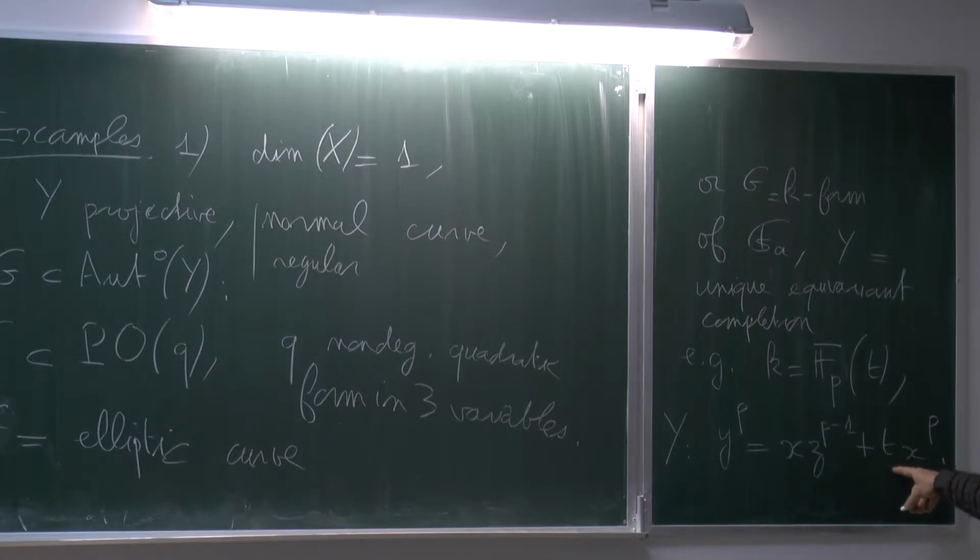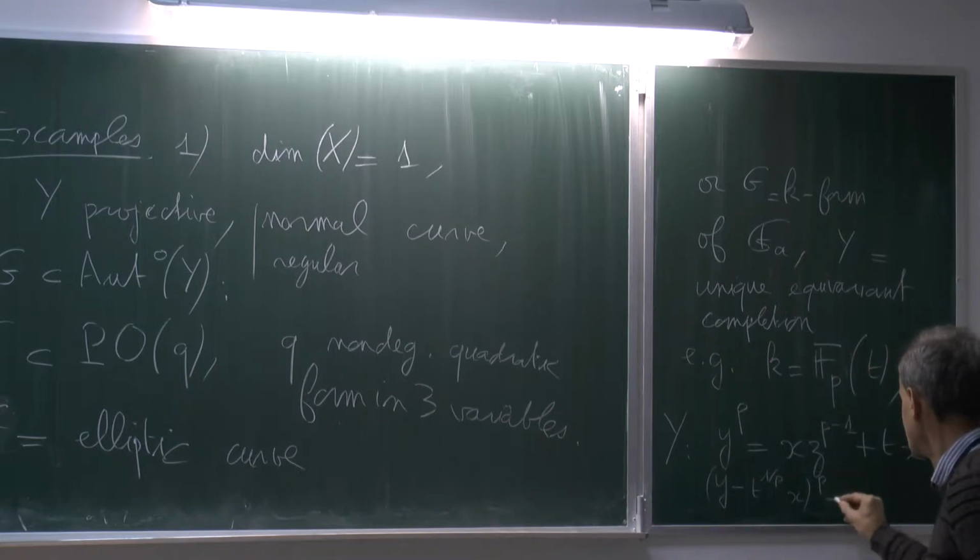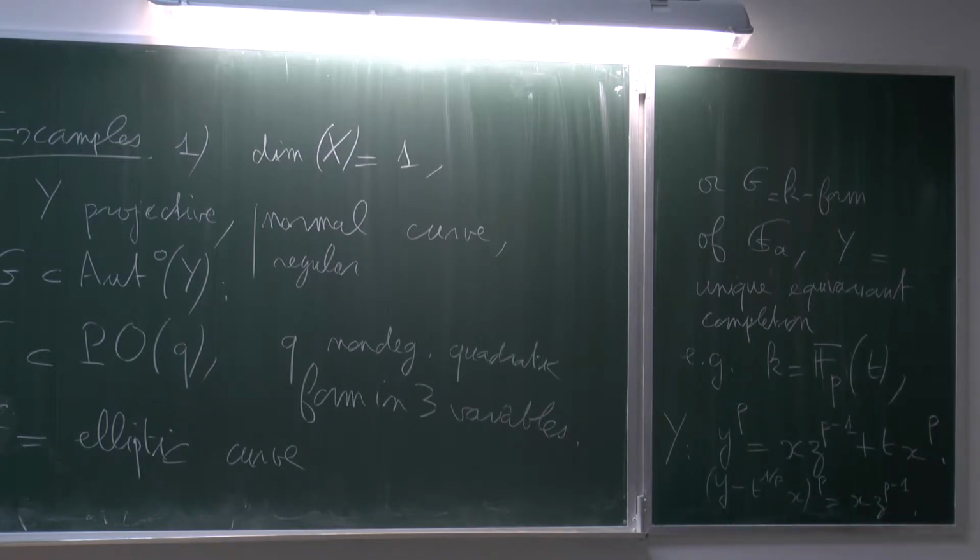Okay. Looks strange, but you see, if you can extract the p-th root of t, then you can rewrite this equation as (y - t^(1/p) x)^p = x z^(p-1). Maybe you cannot read this line, but you just make a formal manipulation and rewrite it as a linear form equal to something. So you can forget about the linear form, and there remains only one coordinate. So the curve is just an affine line, a projective line, with some singularity, if you extract this p-th root.